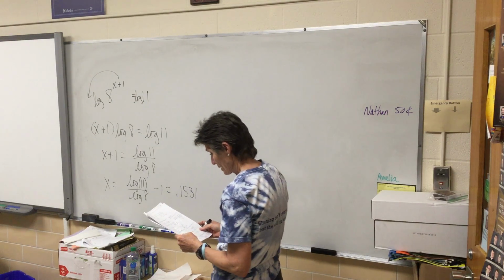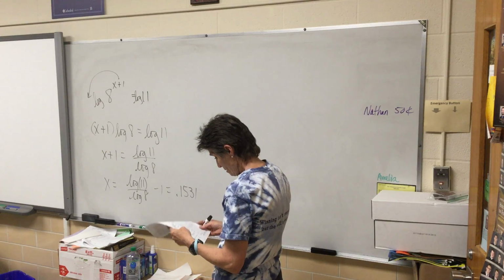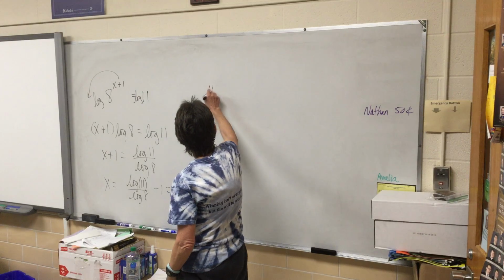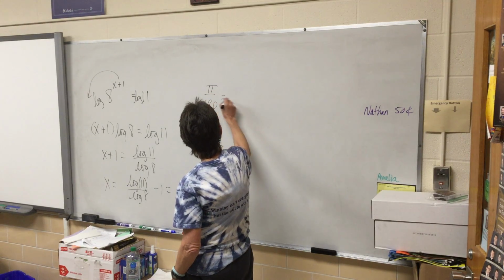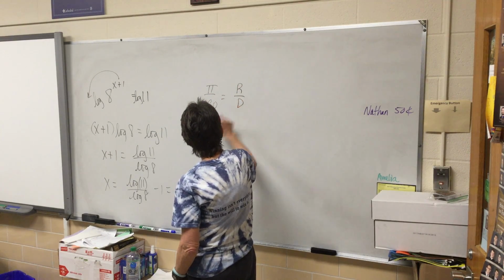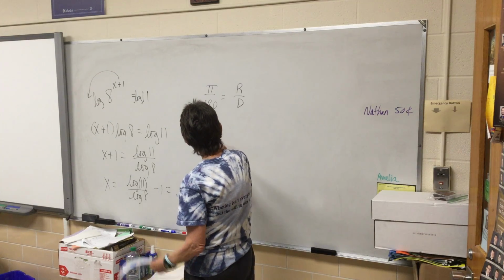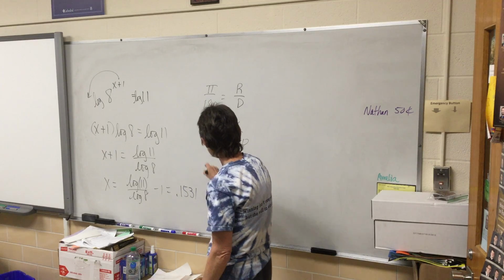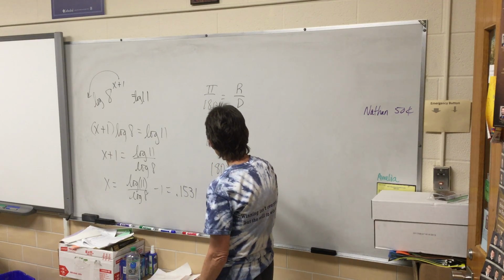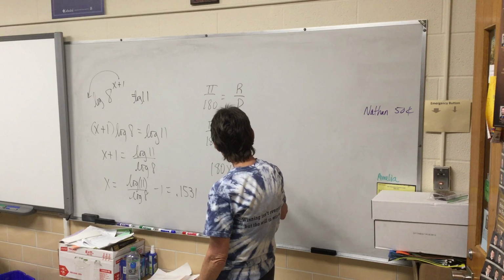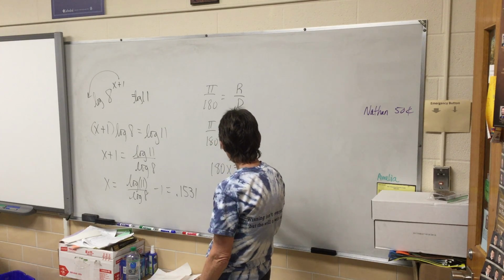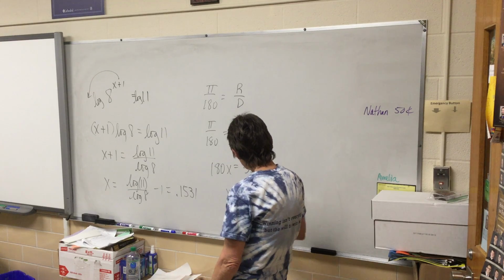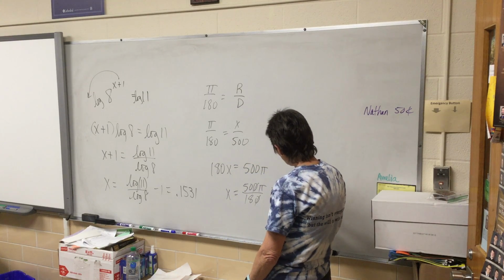Can we do number 6? Number 6. How many radians is 500? Remember that pi over 180 equals radians over degrees. So pi over 180 equals x over 500. So 180x equals 500 pi. So x equals 500 pi over 180, which is 25 pi over 9.